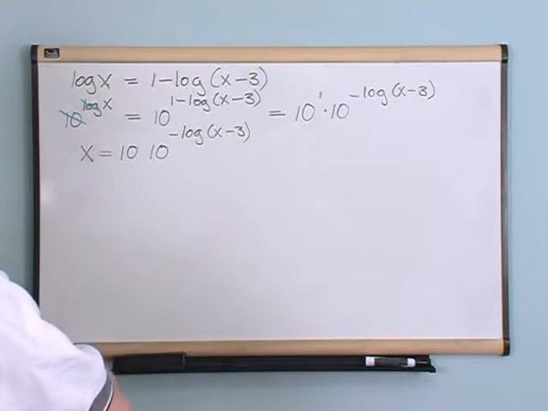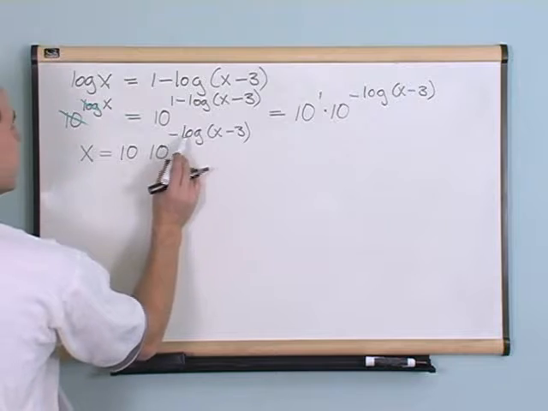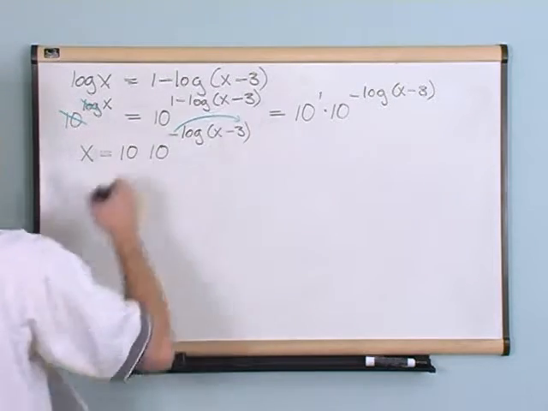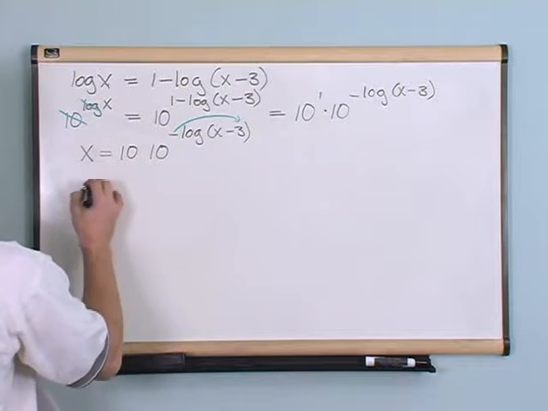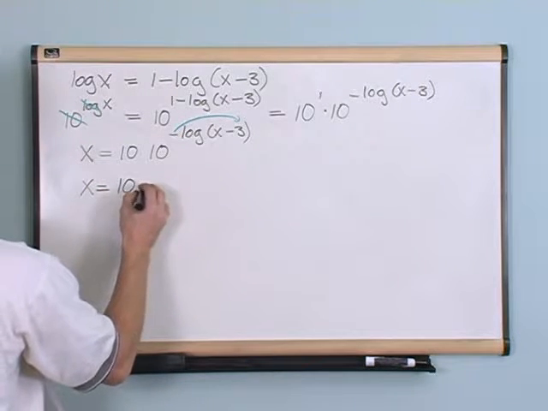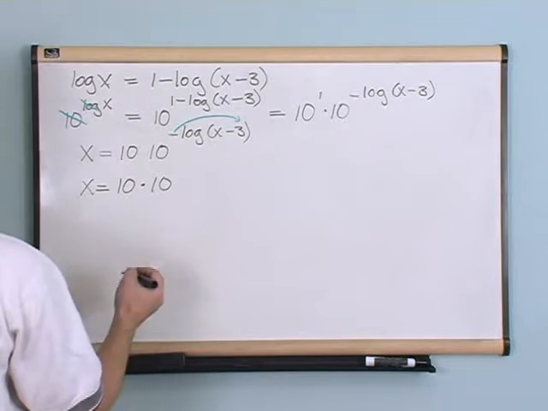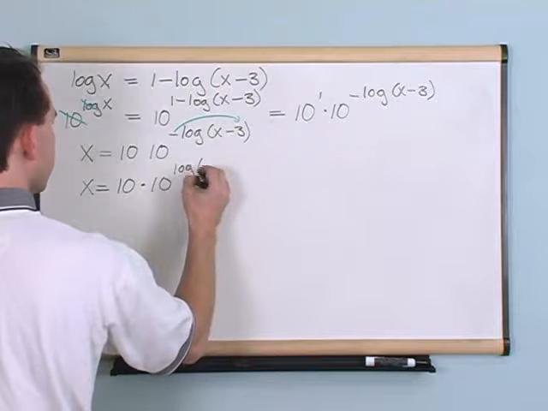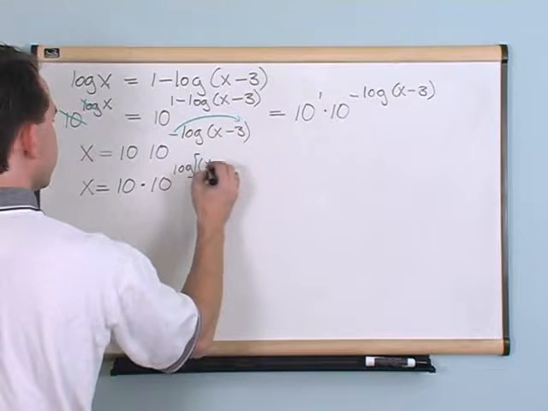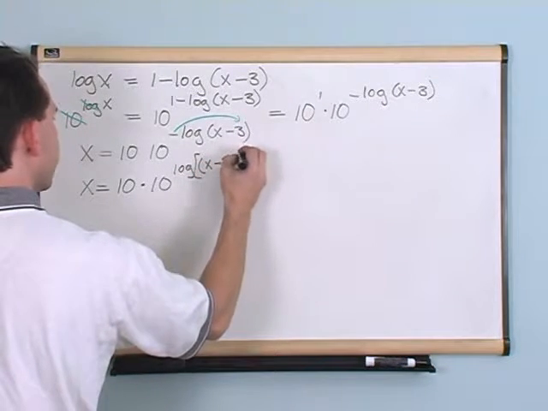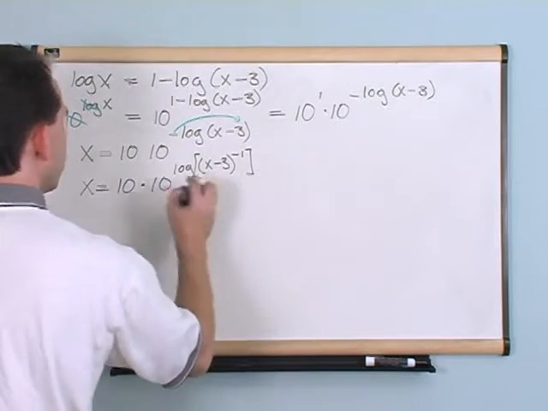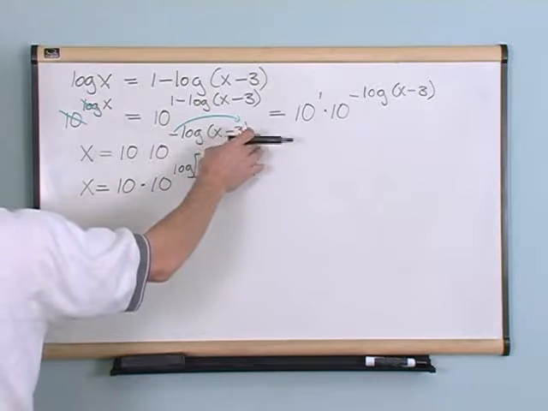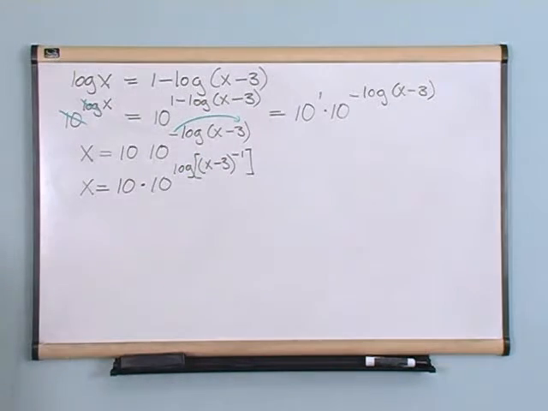The next thing I'm going to do is, up here I have negative log of x minus 3. So I'm going to kind of put that negative 1, which is a coefficient, out as an exponent. So I'll have x is equal to 10 times 10. And when I move this up here, I'm going to have log of x minus 3 to the negative 1 power. I had this negative 1. I just moved it out as an exponent up here, because if it were up there to begin with, I could have pulled it out. Okay?